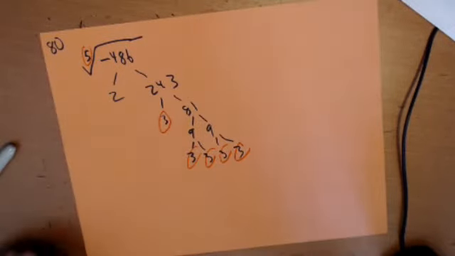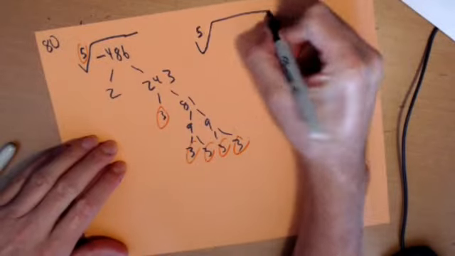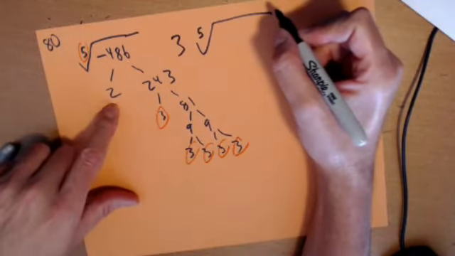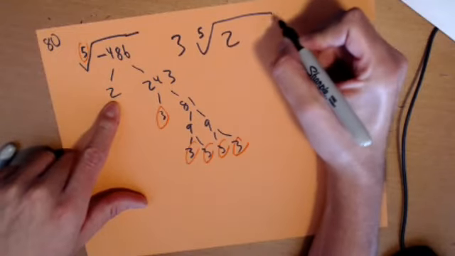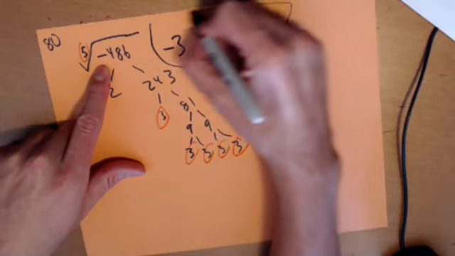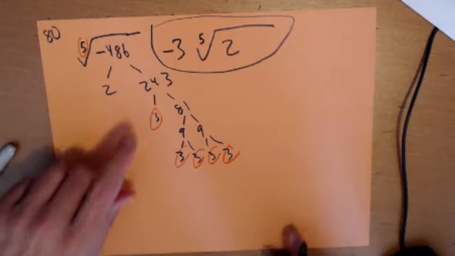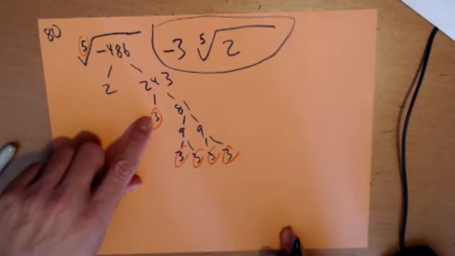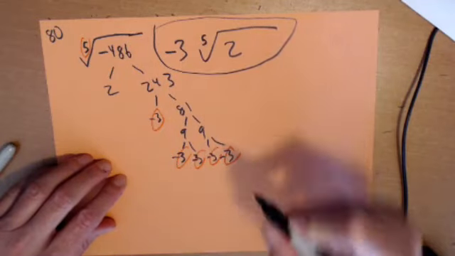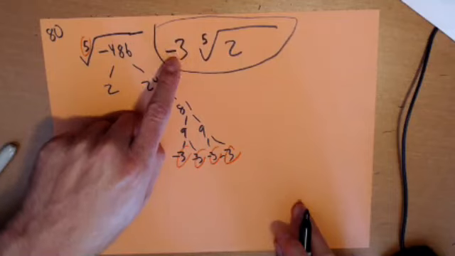So this is going to be a 5th root. The 3 escapes. And what's left inside? A 2. And then that negative, we're just going to bring that outside, because you could have thought of this as a negative 3, negative 3, negative 3, negative 3, negative 3, negative 3. So if I circle 5 negative 3's, you see how it brings out in front.